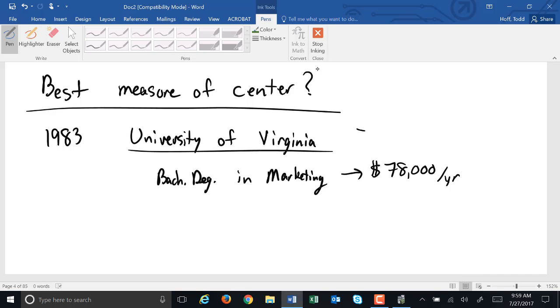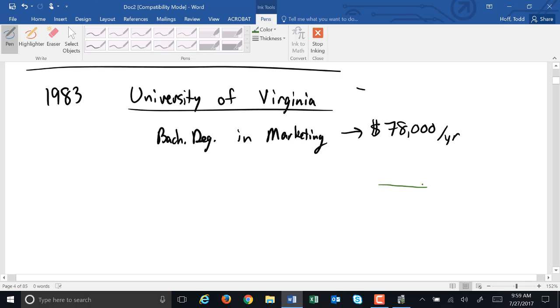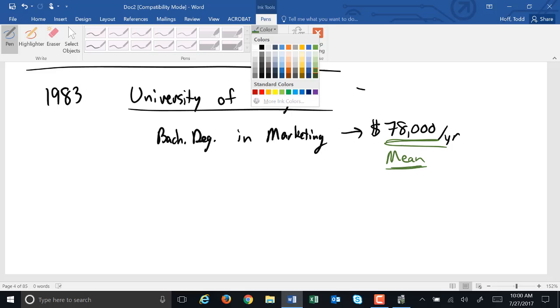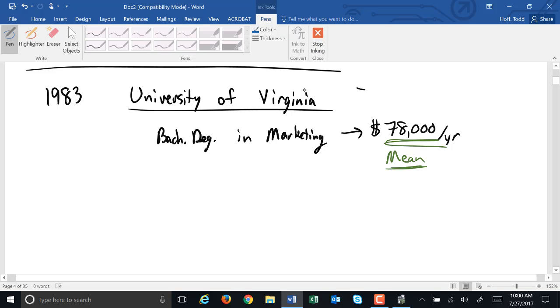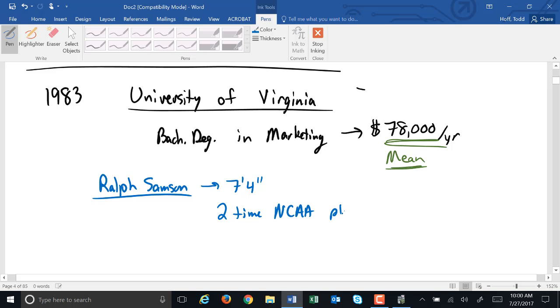That was a very good starting salary. Well, what they failed to disclose, that was an accurate number, by the way. That was the average, mean. What they failed to disclose was one of the graduates in 1983 was a man by the name of Ralph Sampson. Ralph Sampson was 7 feet 4 inches tall. It was the 2-time NCAA Basketball Player of the Year.